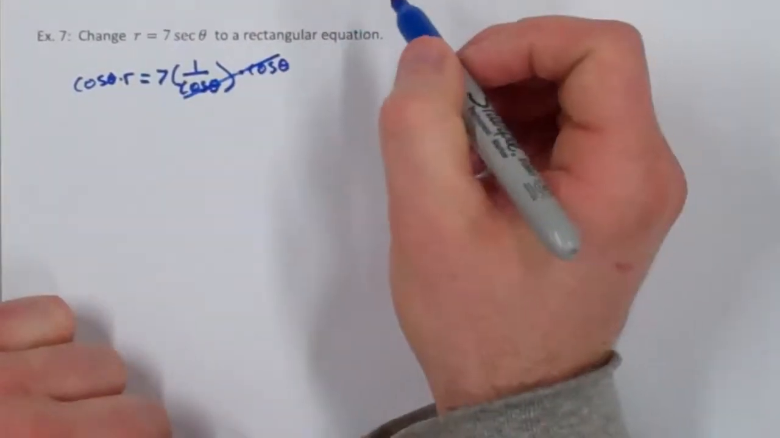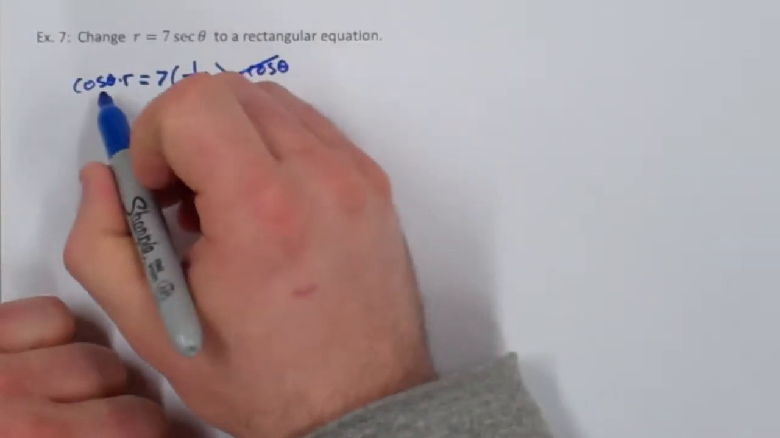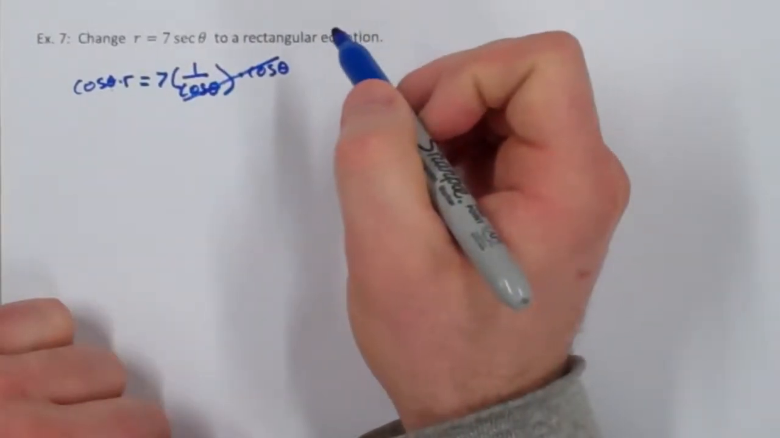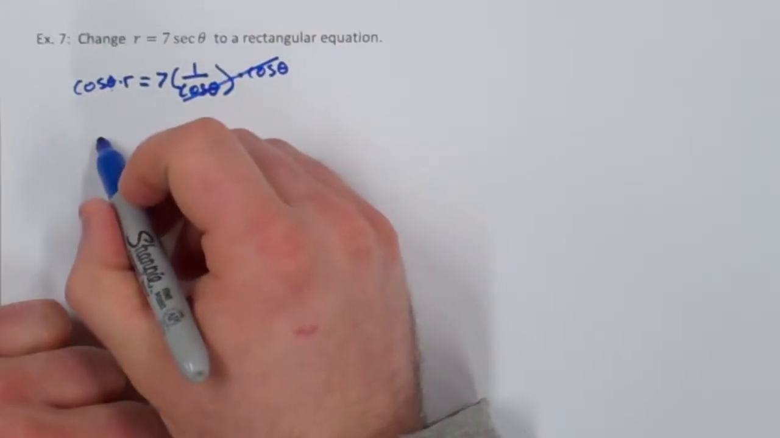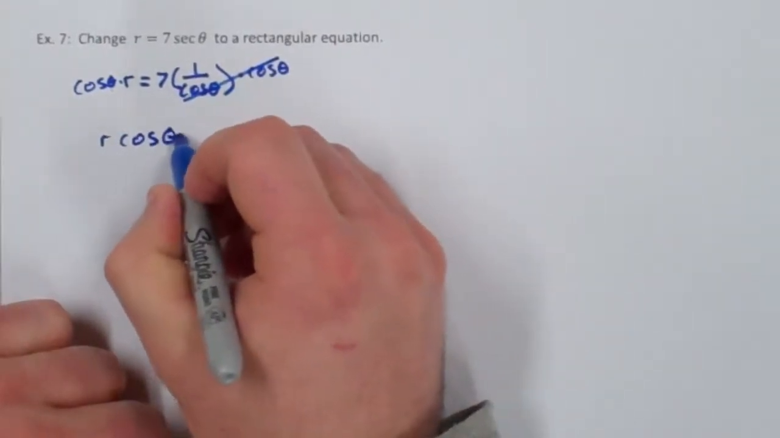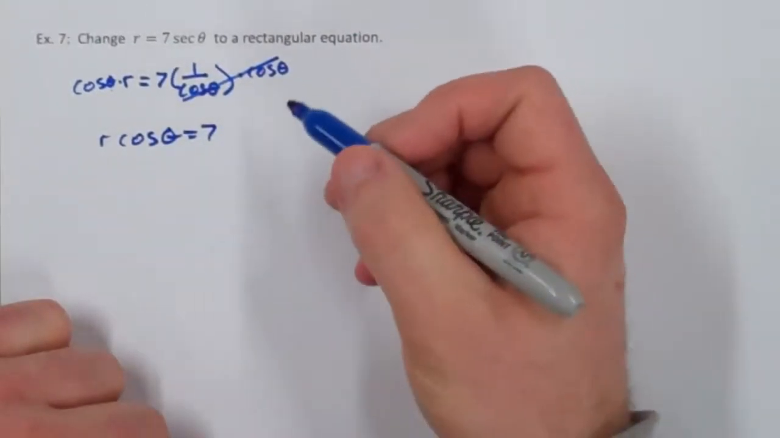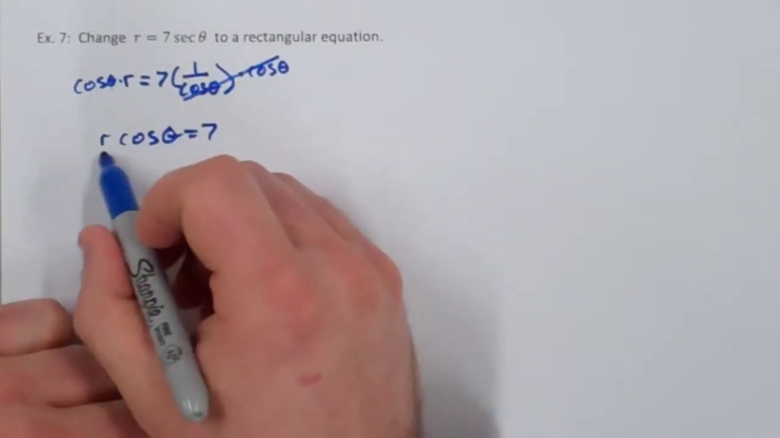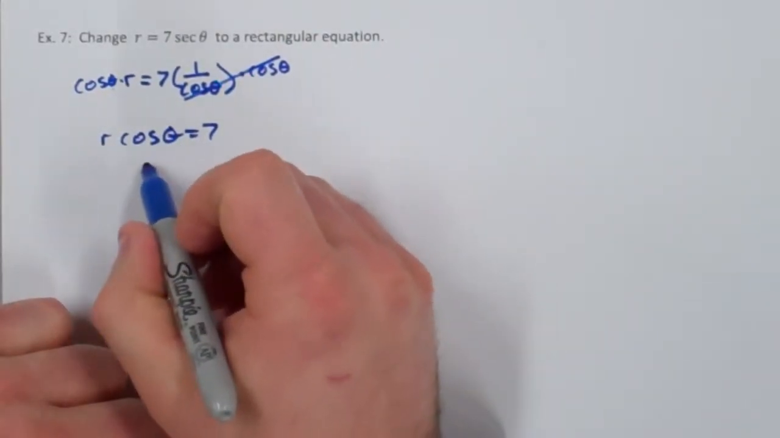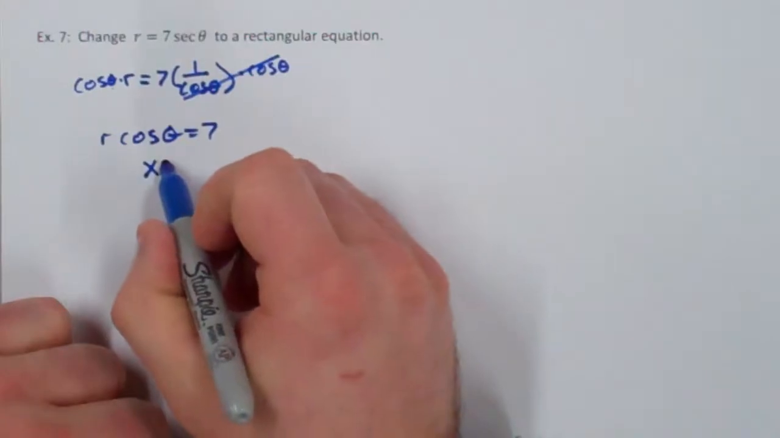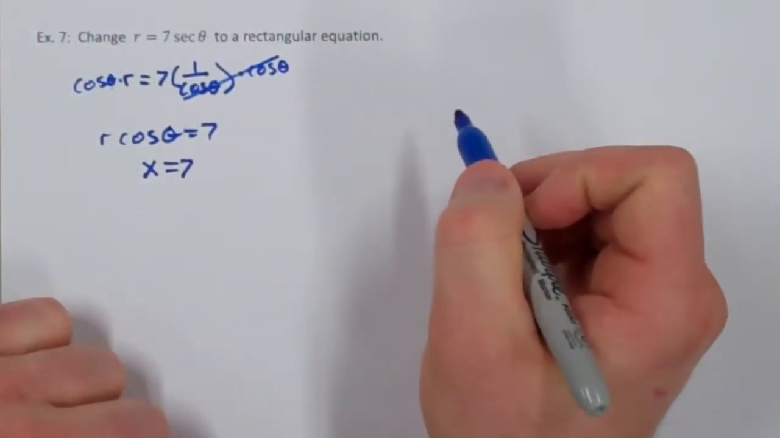And these guys would cancel. We're going to bring that r out to the front. It is not supposed to be inside by the cosine theta, so that's r cosine theta is equal to 7. Now r cosine theta can be changed out for x, and we've got x is equal to 7.